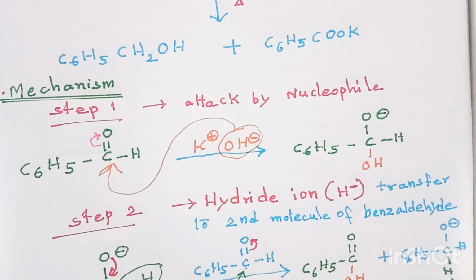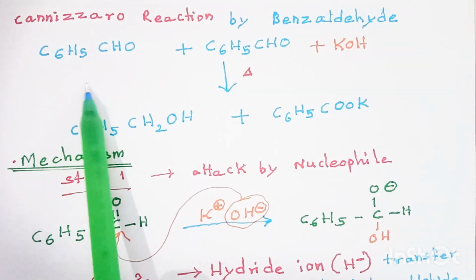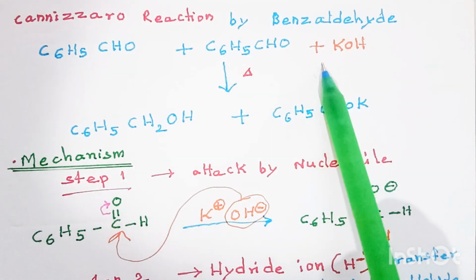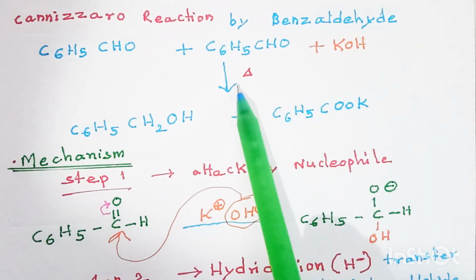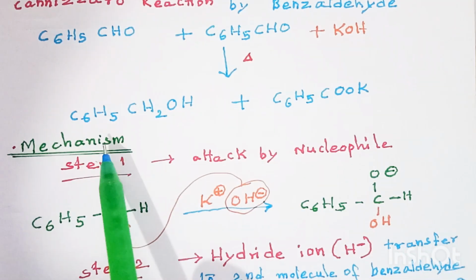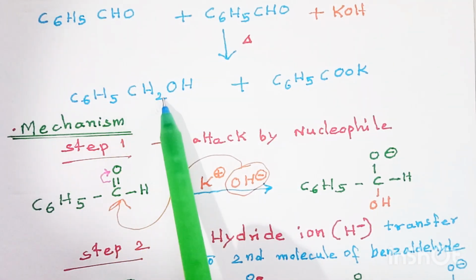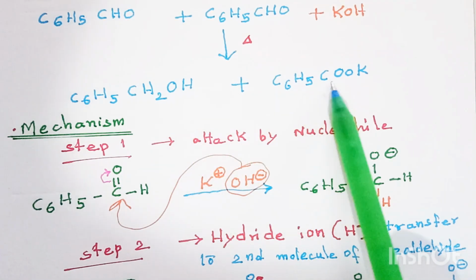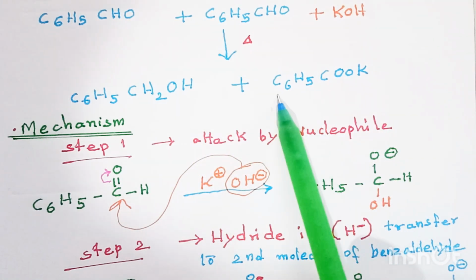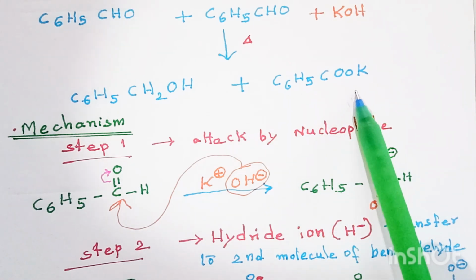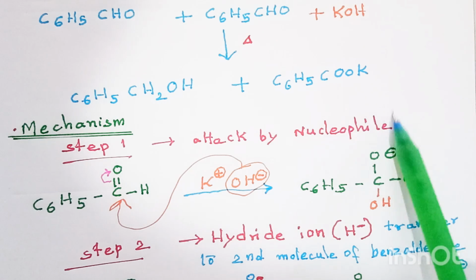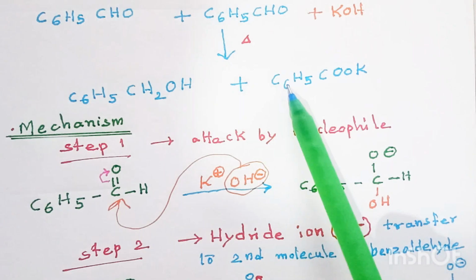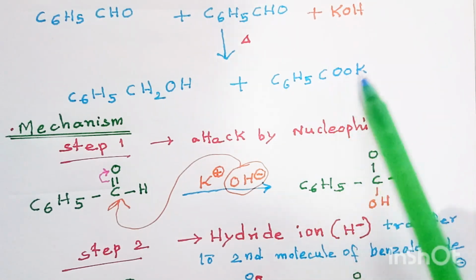formaldehyde. Now let us see benzaldehyde. Benzaldehyde, C6H5CHO, plus potassium hydroxide upon heating gives C6H5CH2OH, that is benzyl alcohol, and C6H5COOK, that is potassium benzoate. Sorry, potassium benzoate. So this is the oxidative product.